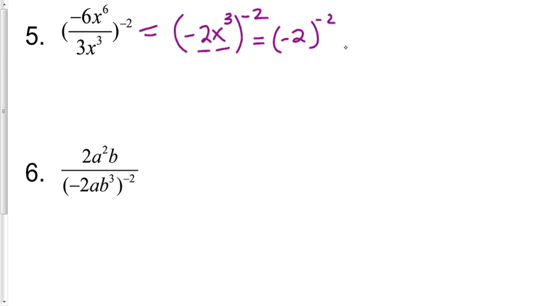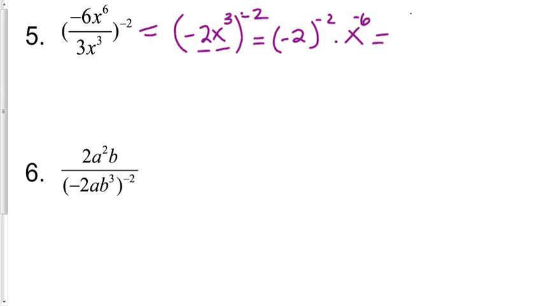We'll figure that out later. Times x to the third to the -2nd. I know that a power to another power means multiply them together, and I get x to the -6. Now, using what I know about negative exponents here, I can rewrite these as fractions.